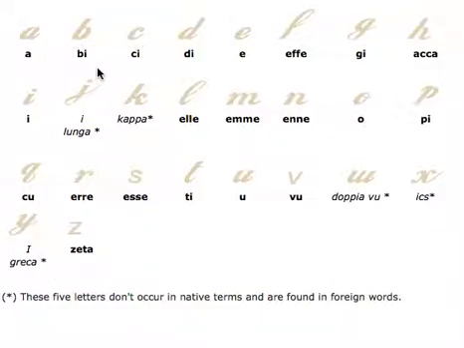Okay, so A, B, C, D, E, F, G, H, I, lunga, K. They have an asterisk because it doesn't necessarily belong to the Italian alphabet. Okay, it's additional, like W, X, Y, it's additional. Okay, L, M, N, O, P, Q, R, S, T, U, V, W, X, Y, Z. Okay, zero, Z. So be careful of the Z sound.